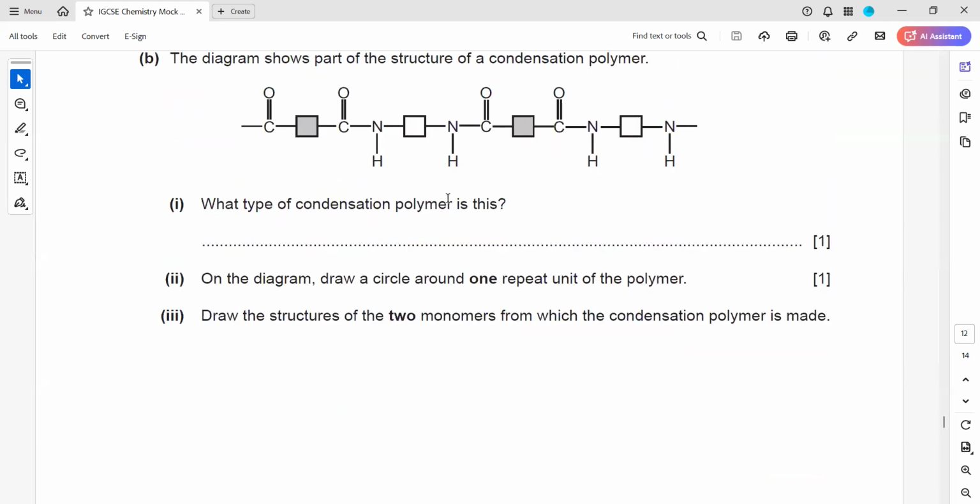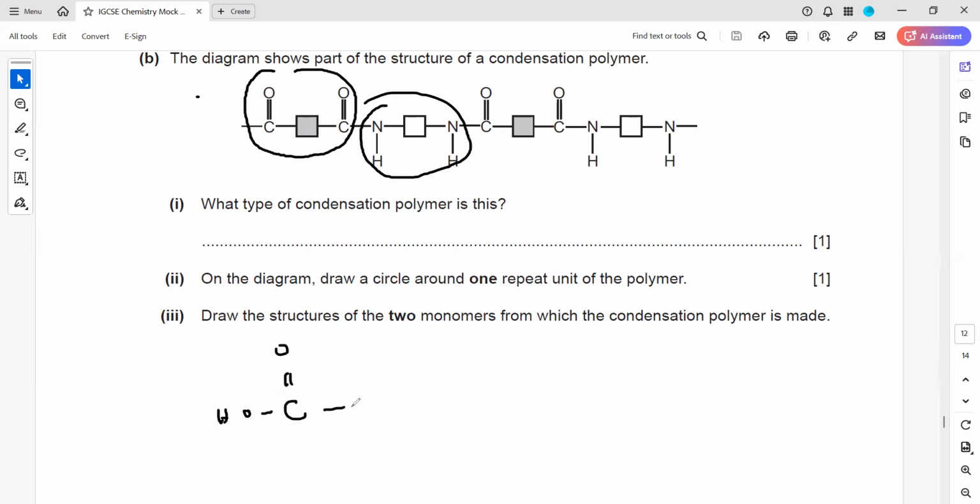And in B3, we just have to break this down. This is one part of a molecule and this is another part of a molecule. We just have to break down and draw the monomers. The C double bonded with O part will have a carboxylic group, and the NH part will have an amine group. So we just have to work out the two monomers from the structure of the polymer. And this is shaded, so this should be shaded and this should be unshaded.